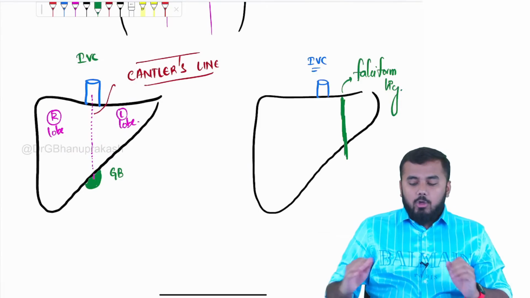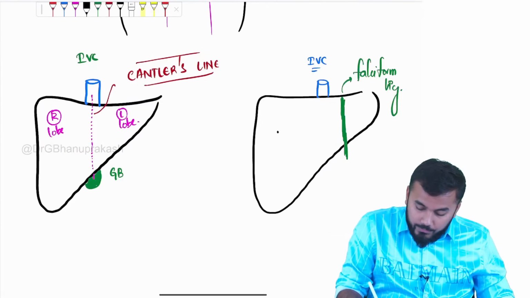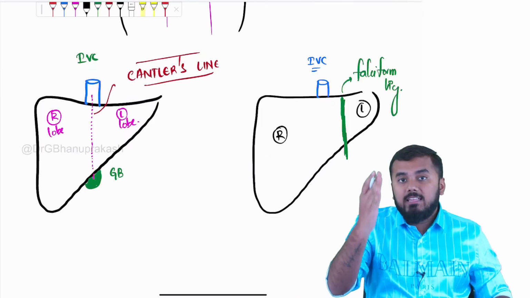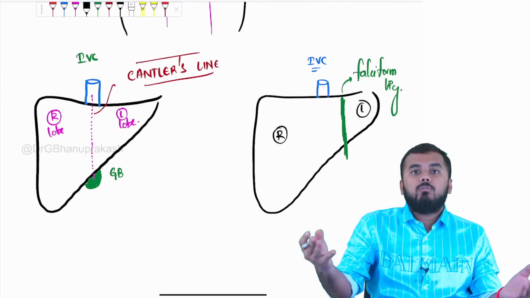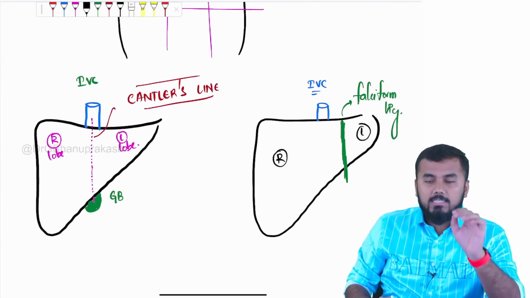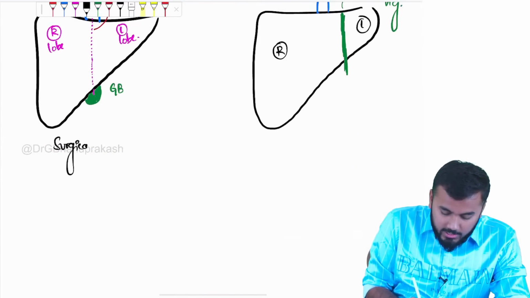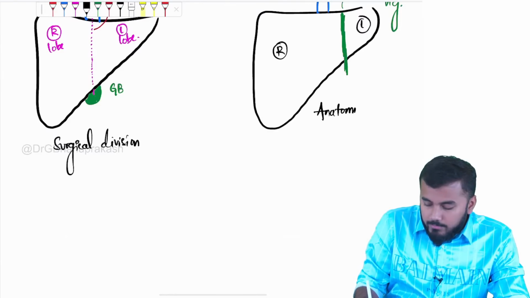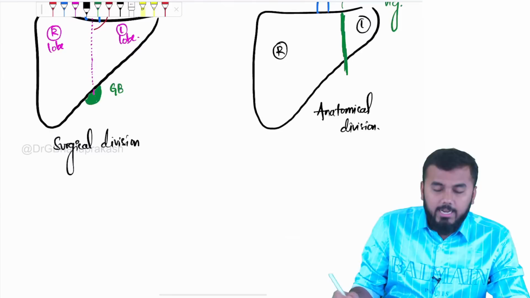So anatomically, I am dividing the liver into the right and left lobe. Right lobe, left lobe. Basing on what? Falciform ligament. But surgically, if I wanted to divide the liver, I will divide based upon what? Cantlie's line. So this is the important point I want to put in your mind. This is called as surgical division and this is called as anatomical division.